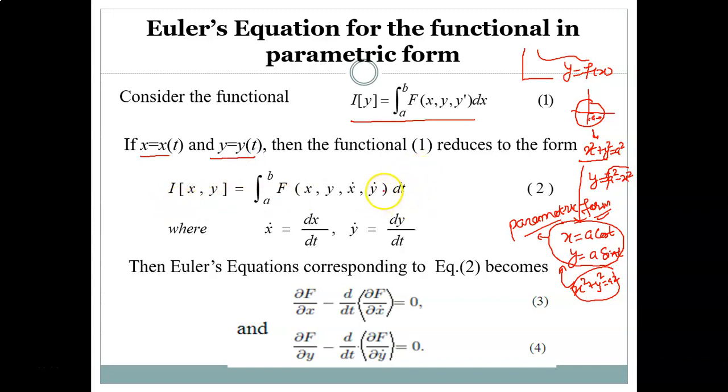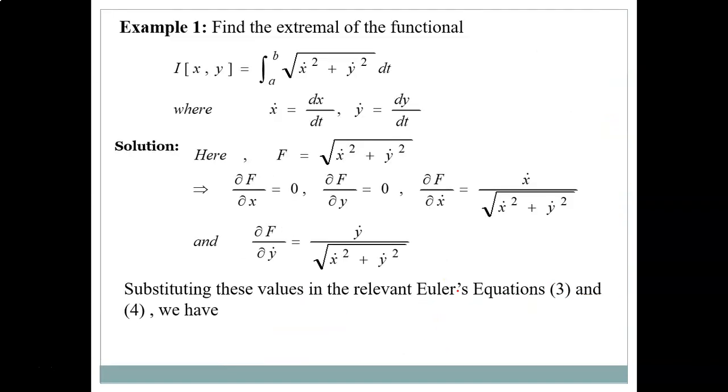I'm not going to discuss the proof here of how it comes to this form, but you should remember it. And here this x dot means the derivative of x with respect to t, y dot means the derivative of y with respect to t. And the Euler equations for this type of functional are these two: ∂F/∂x minus d/dt of ∂F/∂x dot, the first equation, and similarly for y the second equation. These are the Euler equations in parametric form.